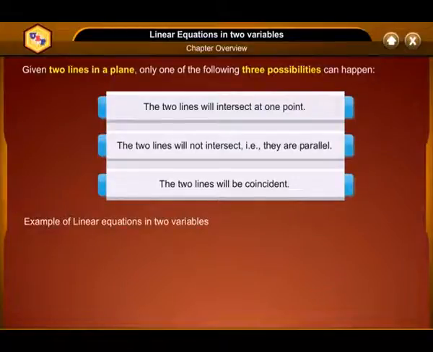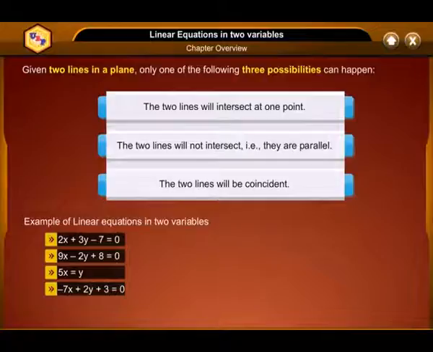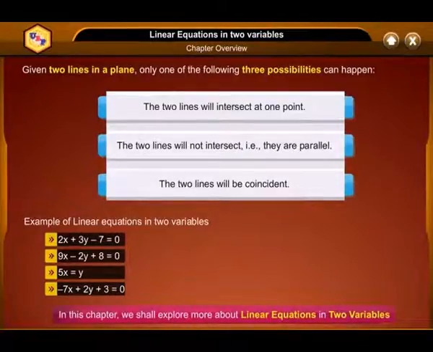Examples of linear equations in two variables: 2x + 3y - 7 = 0, 9x - 2y + 8 = 0, 5x = y, -7x + 2y + 3 = 0. In this chapter, we shall explore more about linear equations in two variables.